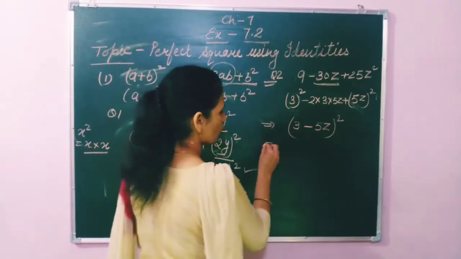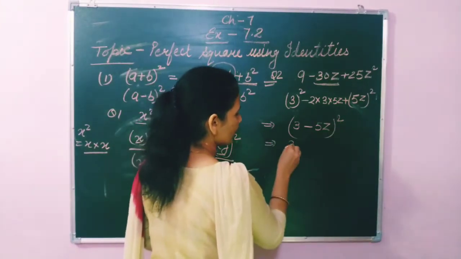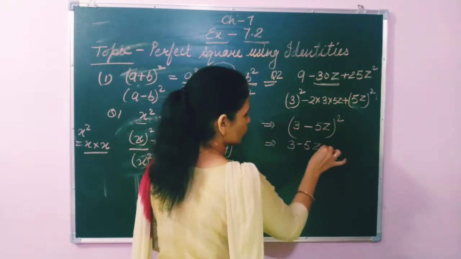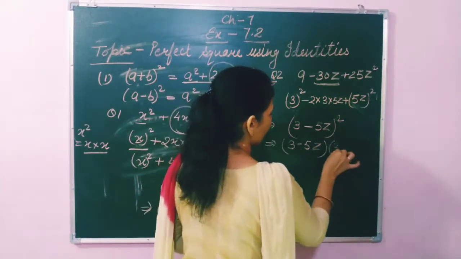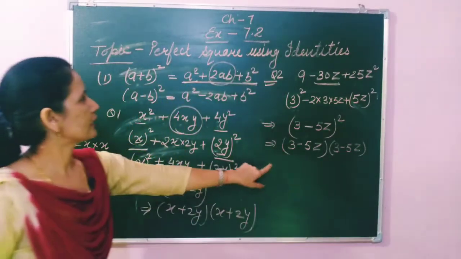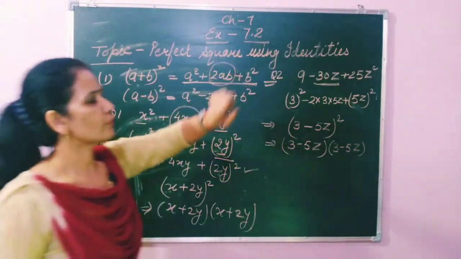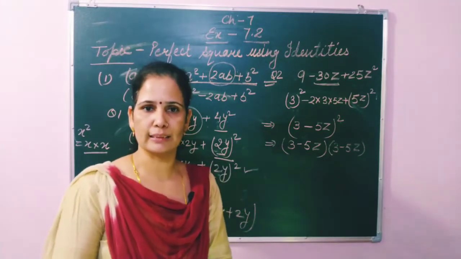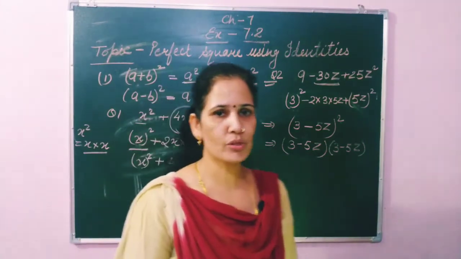So we can write this: square means it repeats 2 times, the same value repeated 2 times. So (3 minus 5z) and (3 minus 5z). Now by using these two identities, we have learned how to make the perfect square by using identities. And which two identities have we used here, students?